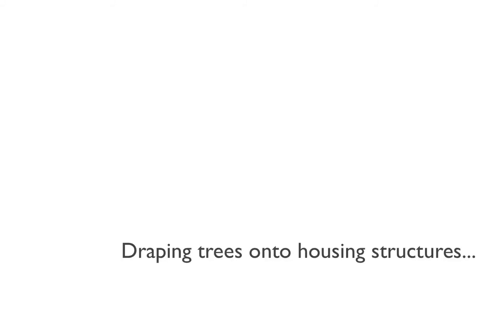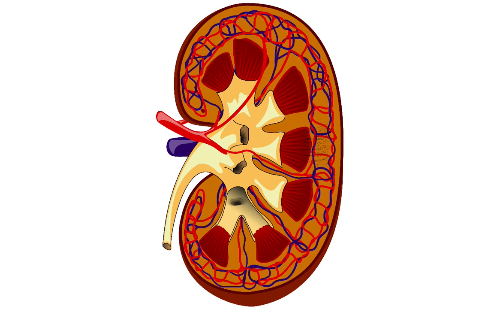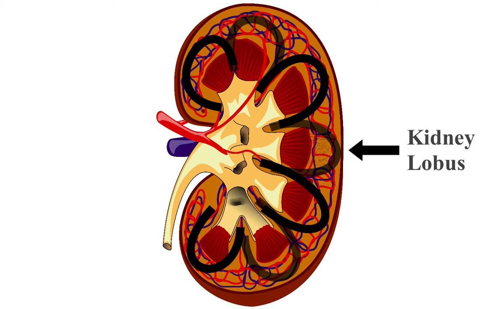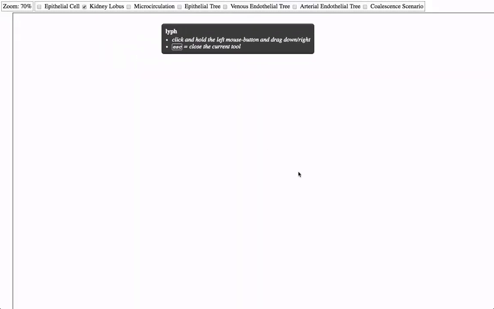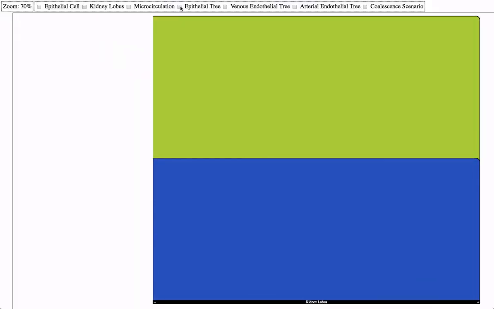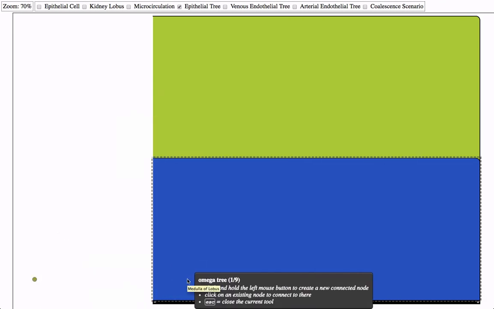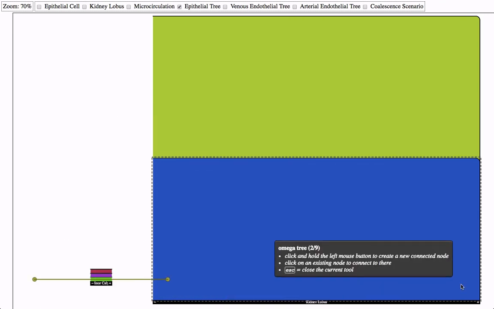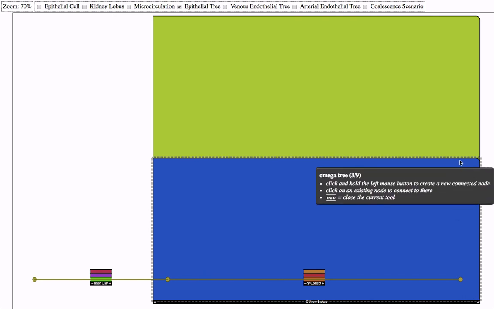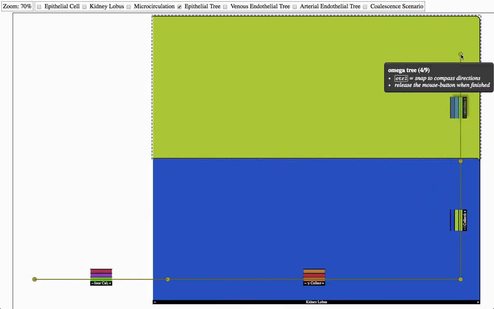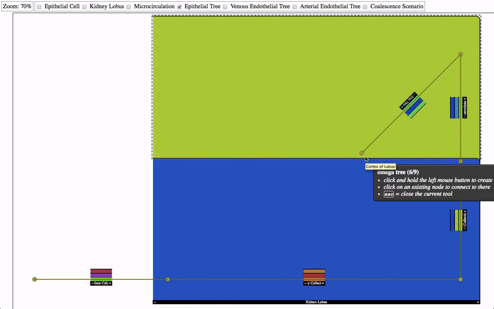We can also drape trees onto housing structures that represent organ components. For instance, we may represent the whole kidney as a coalescent assembly of kidney lobuses, with coalescence occurring over the outer cortical layer of the lobus. Here, we lay out a 2-layer bag representing the centimeter scale lobus, consisting of a cortex layer in green and the medulla layer in blue, to house regions of epithelial and endothelial trees that respectively convey urine and blood flow.